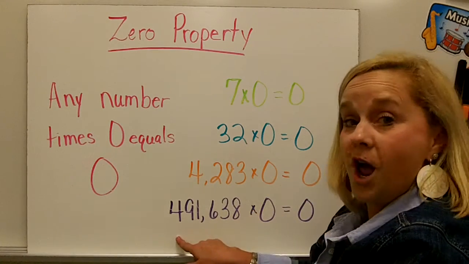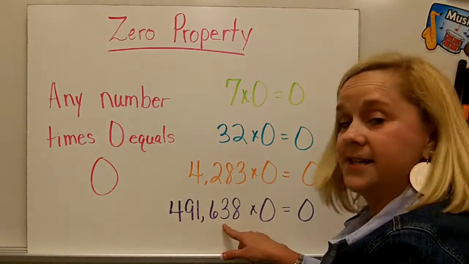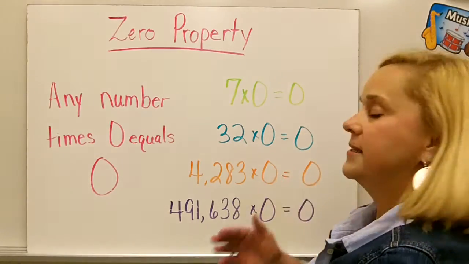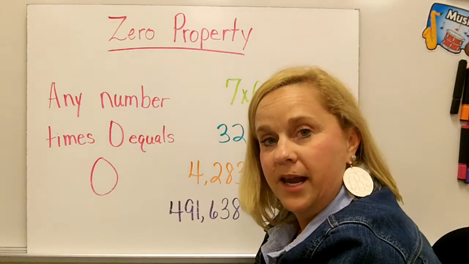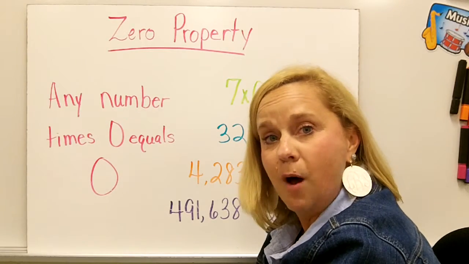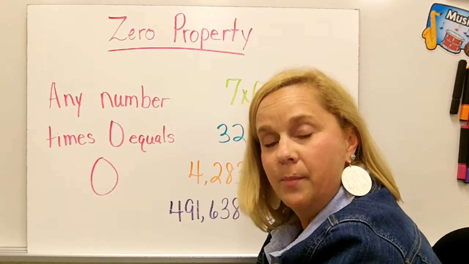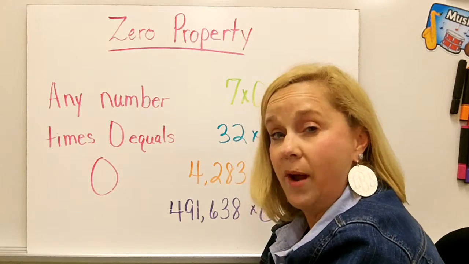4,283, 491,638. Any of these numbers multiplied by 0 will always give you an answer of 0. It doesn't matter how small or how large the number is. Anytime you multiply it by 0, the answer is always 0.